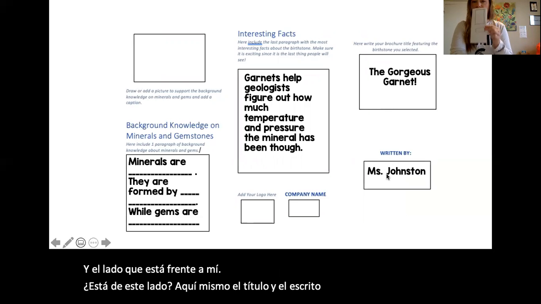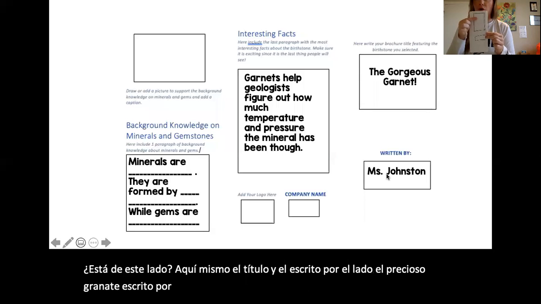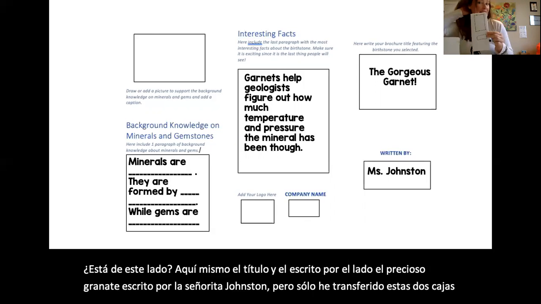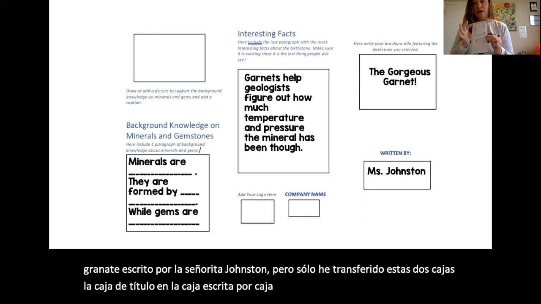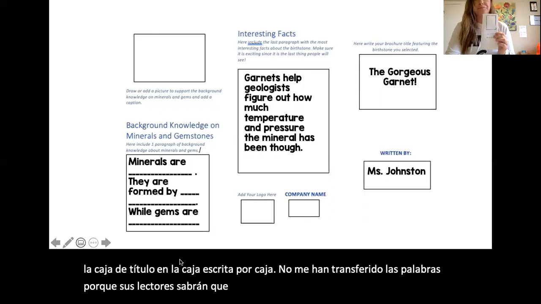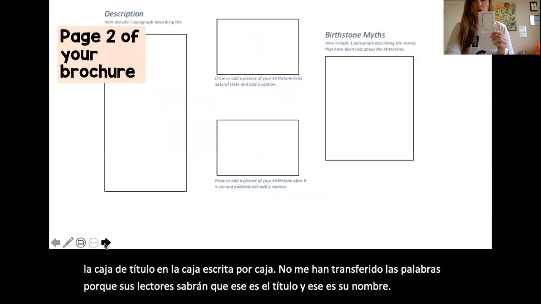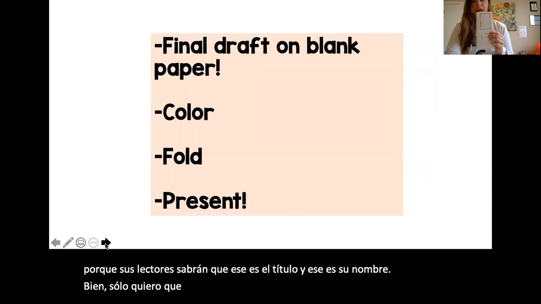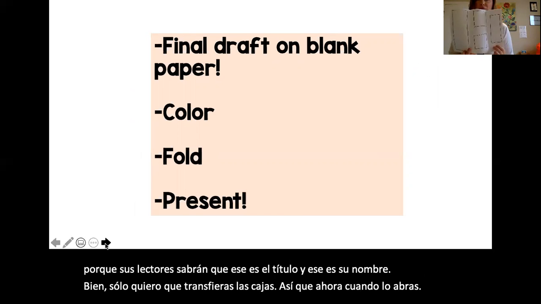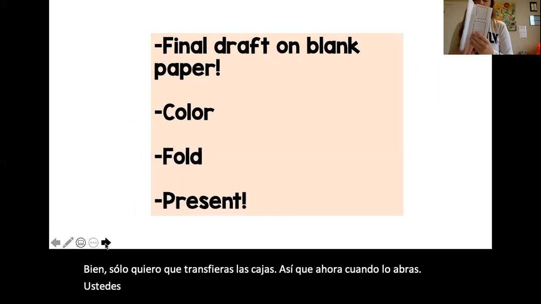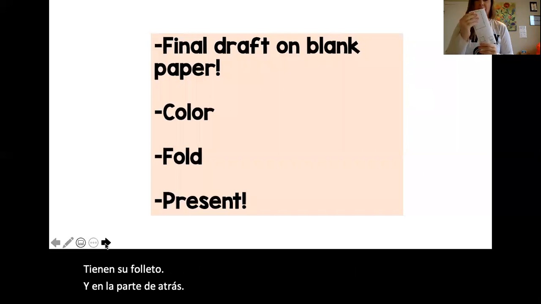The Gorgeous Garnet written by Miss Johnston. But I've only transferred these two boxes, the title box and the written by box. I've not transferred the words because your reader is gonna know that's the title and that's your name. Okay, I only want you guys transferring the boxes. So now, when you open it, you guys have your brochure. And on the back should be your company name, company logo, and those other facts.